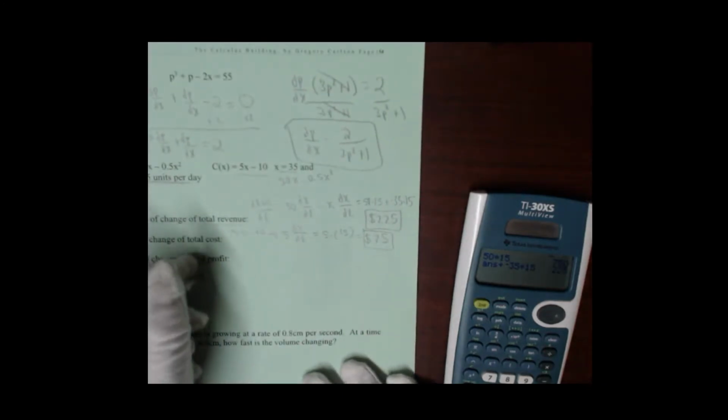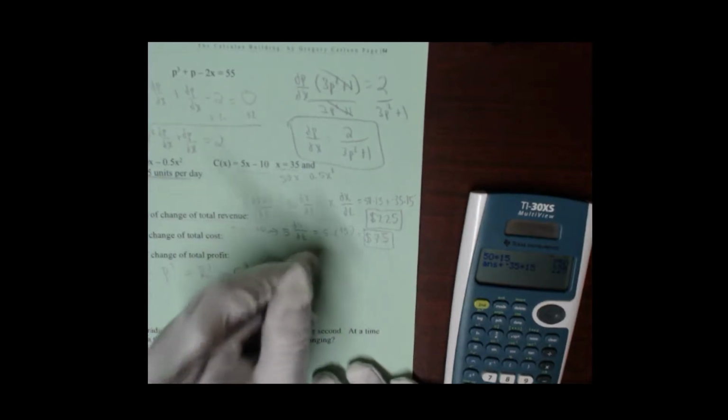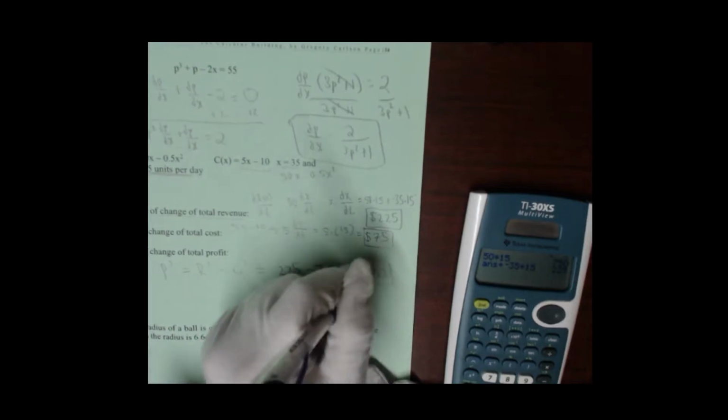$75. And then finally, the profit derivative is just equal to the revenue derivative minus the cost derivative, which is just 225 minus 75, which is just going to equal 150.